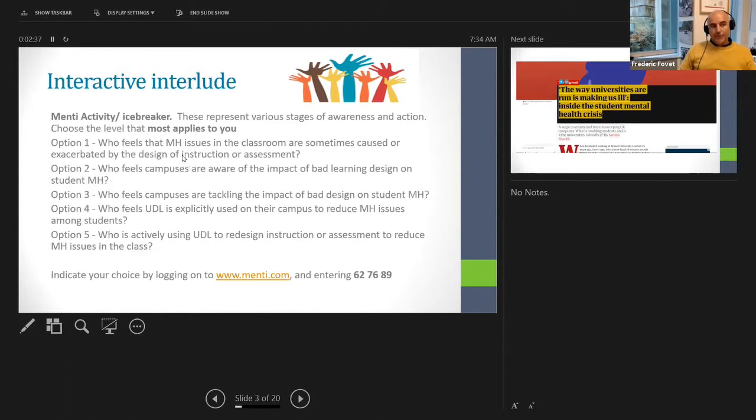And level 1, you feel that mental health issues in the classroom are sometimes caused or exacerbated by the design of instruction. So again, choose your level of comfort. 1, you're just aware that there's definitely a causal link there. 5, your campus is doing it and you're actively doing it in your classroom. And then we'll look at a pie chart in a little bit.